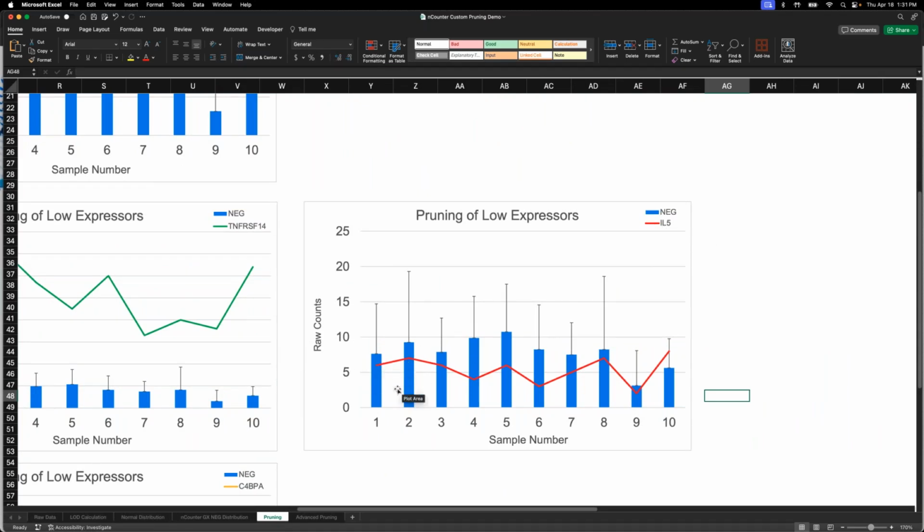Clearly, this gene, this probe, is below the limit of detection across all 10 samples. We want to get it out of our analysis. There's the risk, if we include this in our analysis, that you might actually conclude that it's differentially expressed across your different treatments or sample groups or disease states. So obviously, we want to get this out of the analysis so it's not misleading.